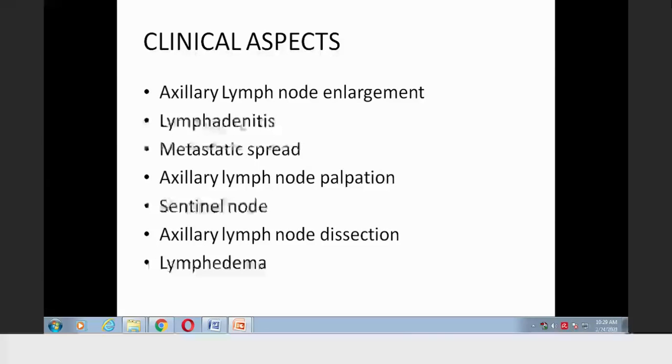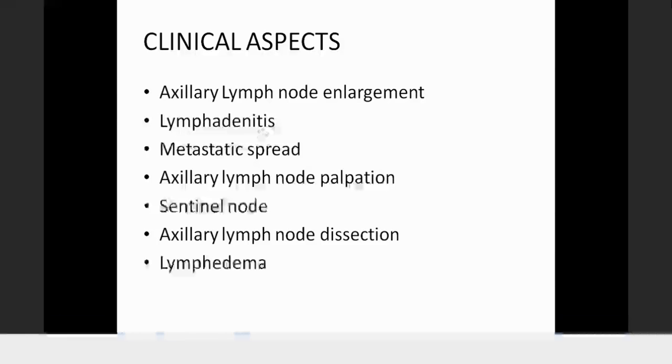So what is lymphadenitis? What do you understand by lymphadenitis? Can anybody tell? Inflammation of a lymph node. Adeno stands for gland, as in lymph gland or lymph node. Itis is for inflammation. So lymphadenitis means inflammation of lymph nodes. These axillary lymph nodes may get inflamed in certain conditions. Then what is metastatic spread?